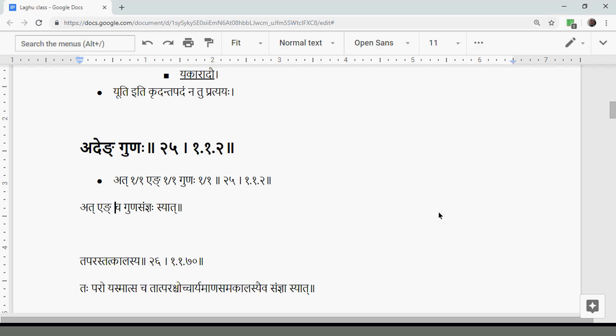Vritti says At Eng cha Guna sanjnaha syat. At and Eng would be called as Guna. So they get the guna sanjna. What is At now? Eng we know, a o ng. By the Maheshwara Sutra we know a o ng. So a o ng is a and o. A and o are Guna. What is At? At is just a, as in akara, the matra of akara, whatever has the matra of akara.